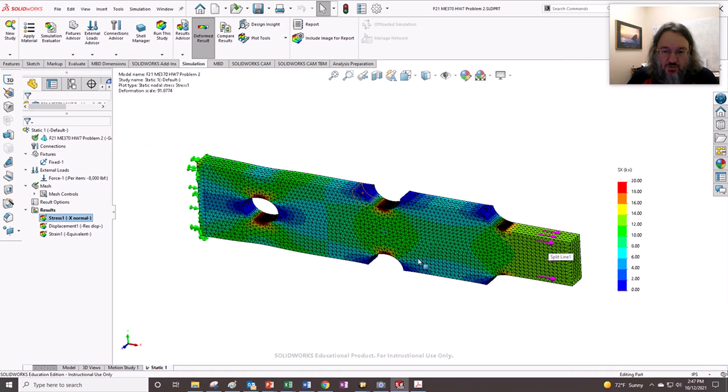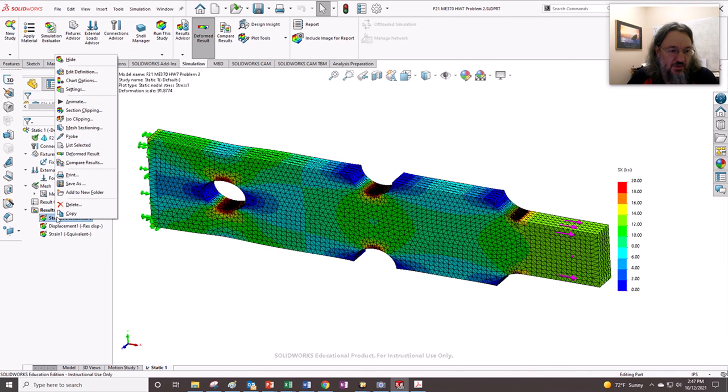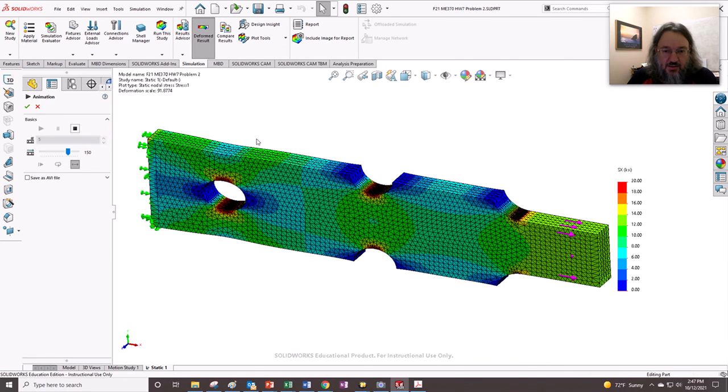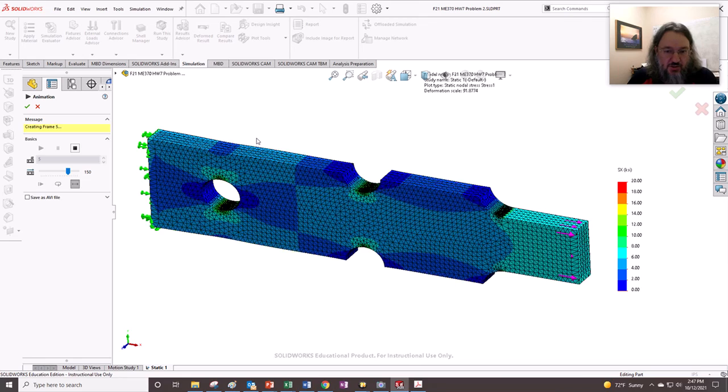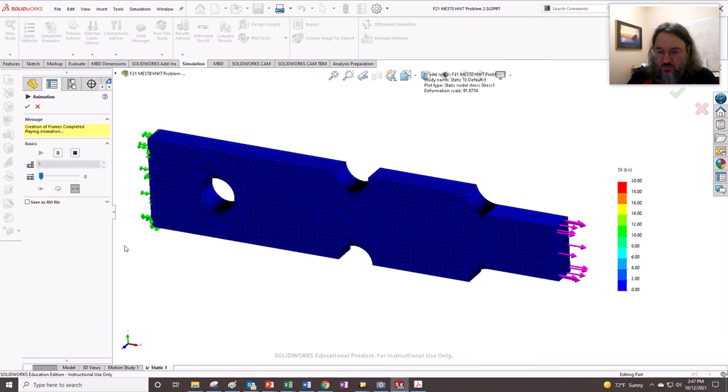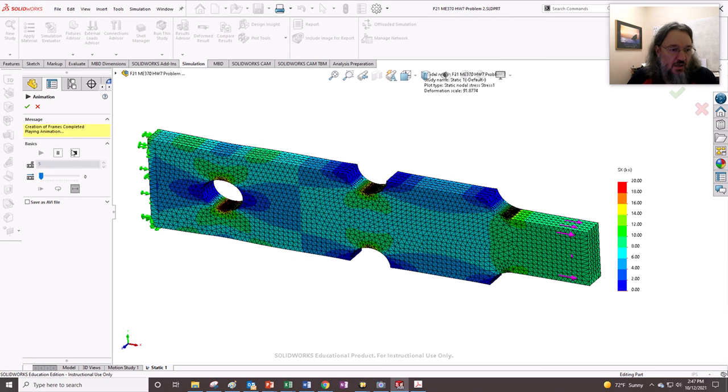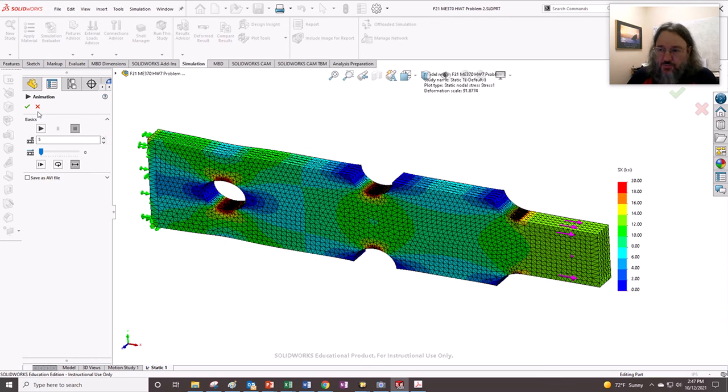And if you want to amuse yourself, here's something I enjoy doing. You can animate these and watch it change the pretty colors, right? And slow it down so it's nice. So anyway, that was the results, and I hope this was a good experience for using FEA.